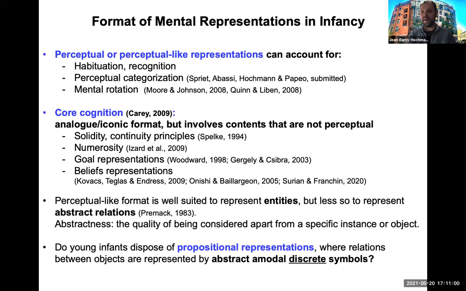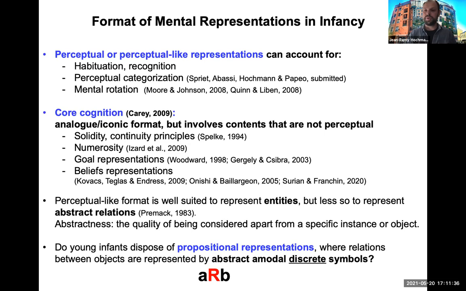which are defined by the idea that relations are represented by abstract, amodal, discrete symbols, so you do have a discrete symbol that represents the relation. You would represent something like ARB, meaning the relation between A and B. And those symbols combine, just like words combine or phrases combine to make a sentence in language. So if young infants have that kind of representation, then representing abstract relations maybe is not such a hard problem anymore, because they might have that kind of discrete symbol to represent the relations.